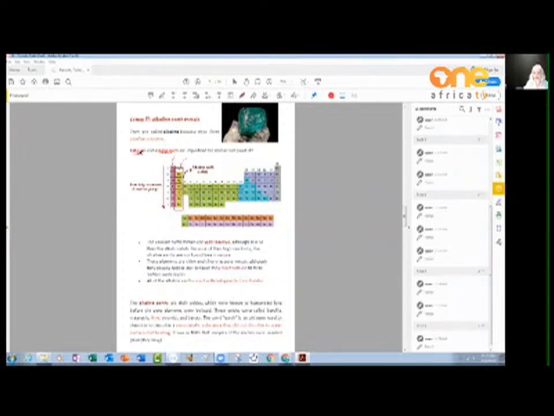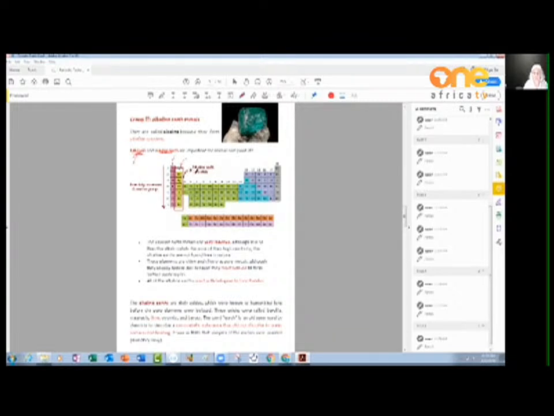Calcium, for example, as we know, is a very important element that we find in our bones and teeth, and we need to drink our milk and our dairy products to get our calcium. It's such an important element for our skeletons, and not only for living organisms. And magnesium too is a very important element that we need to take. But nevertheless, the group 2 elements are also very useful and also very reactive.